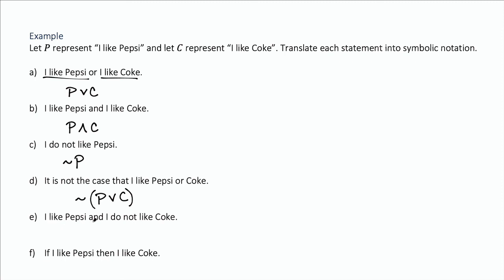I like Pepsi and I do not like Coke. Well, I like Pepsi is P, okay? The word and, that's the little caret, and then I do not like Coke. That means it is not true that I like Coke. So that is not C. And then here, if I like Pepsi, then I like Coke. Well, if I like Pepsi is P, and this is an if-then, so it's an arrow. If I like Pepsi, then I like Coke would be C.